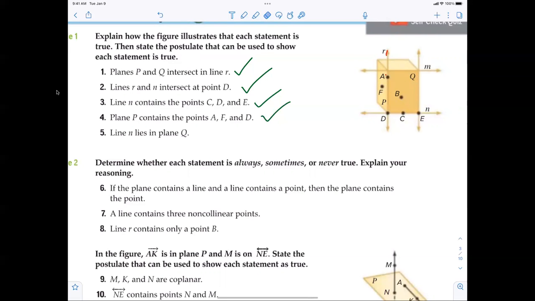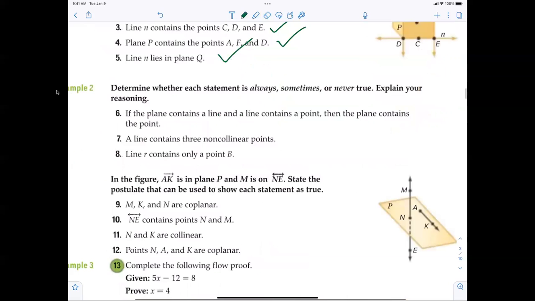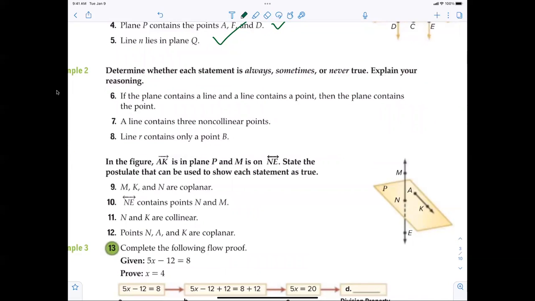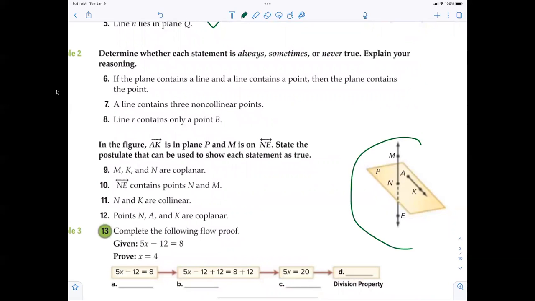All right, so here we go. We got to move on. Determine whether each statement is always, sometimes, or never true. If the plane contains a line and the line contains a point, then the plane contains the point. If a plane contains a line, so let's just say AK is a line. If a plane contains a line and a line contains a point, so K is on the line and the line is in the plane, then the plane contains the point.